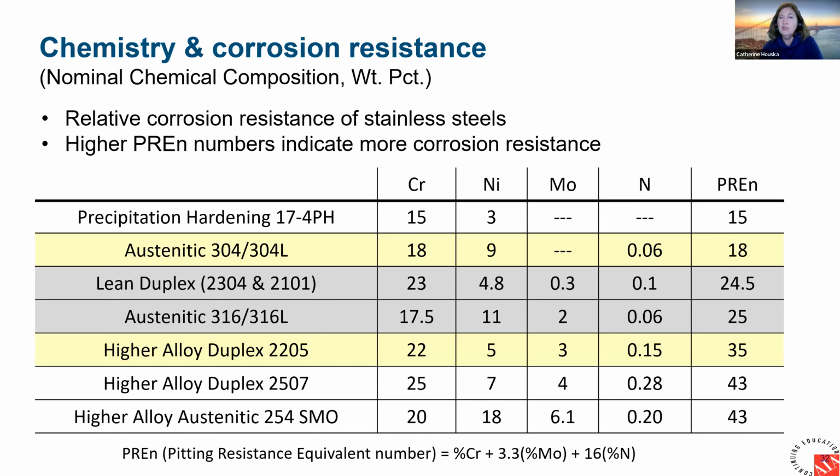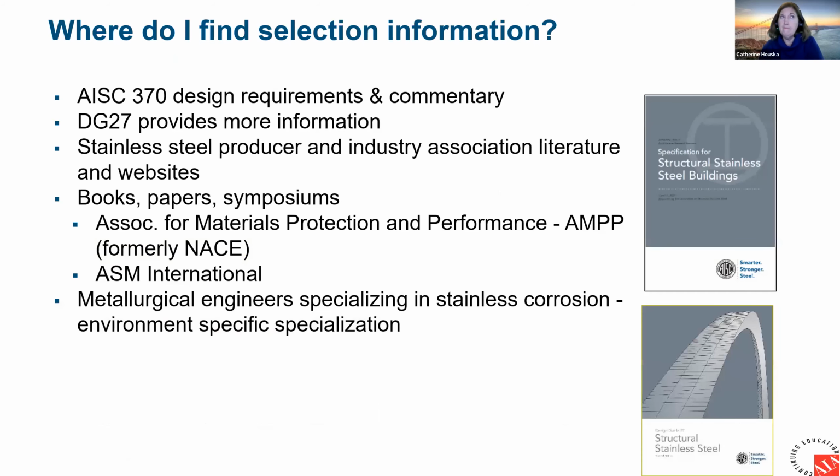So that's a big range of corrosion resistance, ranging from stainless steels that may well have staining in many atmospheric environments to those that could potentially be immersed in seawater and never corrode. So there is selection information within 370, as I just mentioned. Additional information is in the Design Guide 27. On top of that, there are both producer and industry association literature sources and websites.